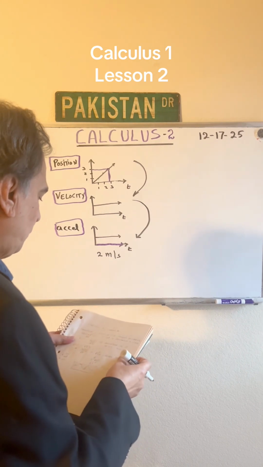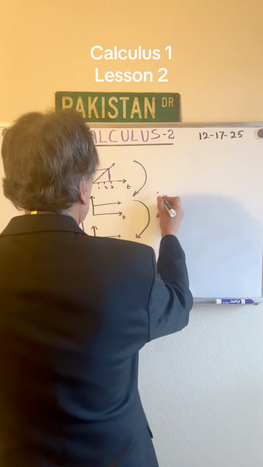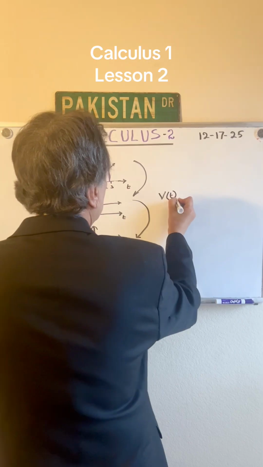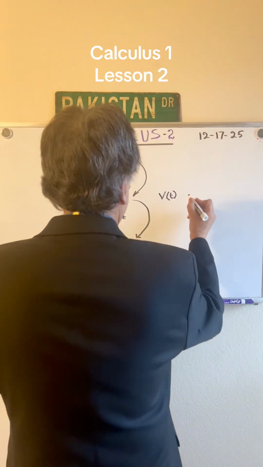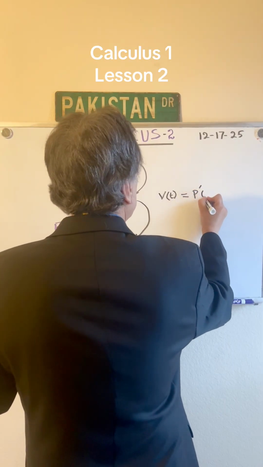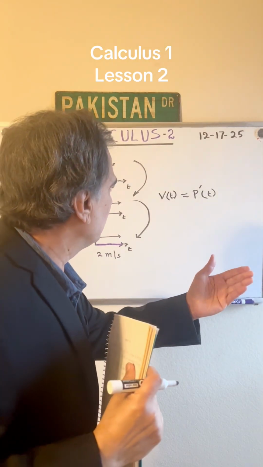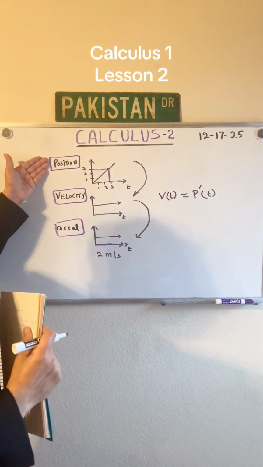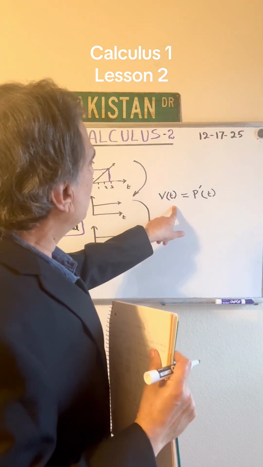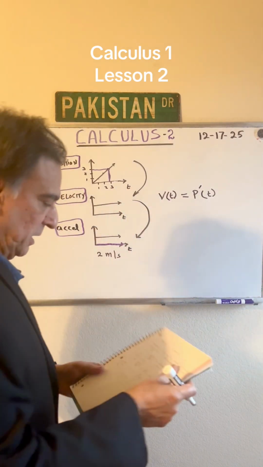So now what I can do is write the derivative of this. I can say v of t, a function of time, is equal to the derivative, or p prime of t. Basically what I'm saying is the change in velocity as a function of time, based on the change in position. So this is how I can write the derivative. The first derivative of position is basically p prime of t.